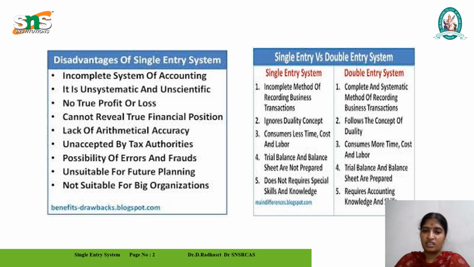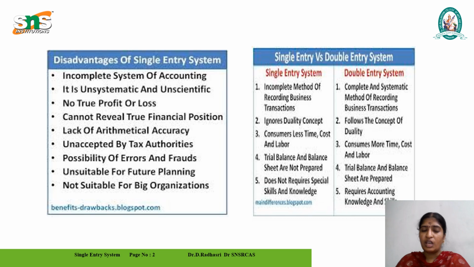Disadvantages of the single entry system. It is an incomplete system of accounts, because only in the double entry can we see the debit and credit, what amount is coming into the debit and what amount is going to the credit. Only then can we find out the profit and loss. But in the single entry system we cannot find the profit or loss. So it is known as an incomplete system of accounts, and an unsystematic and unscientific method.